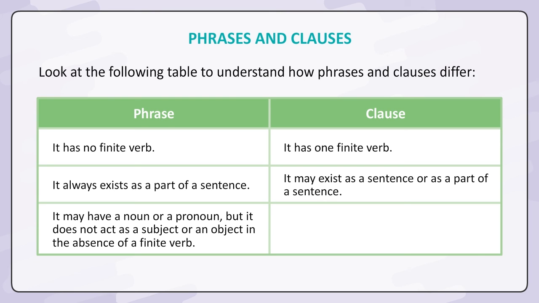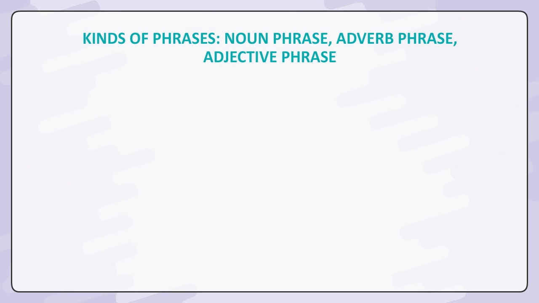It may have a noun or a pronoun, but it does not act as a subject or an object in the absence of a finite verb. It has a noun or a pronoun acting as a subject or an object. Kinds of phrases: noun phrase, adverb phrase, adjective phrase.